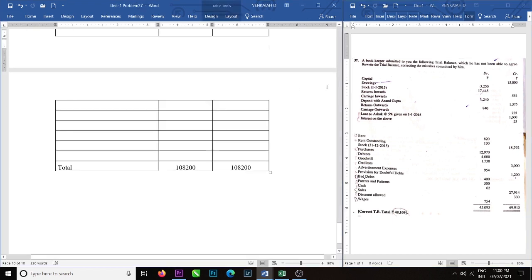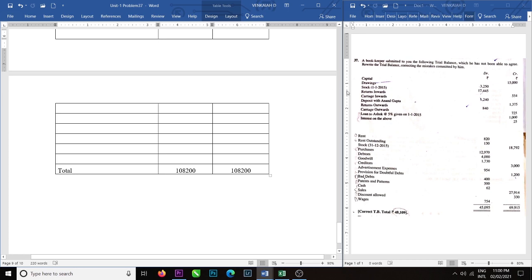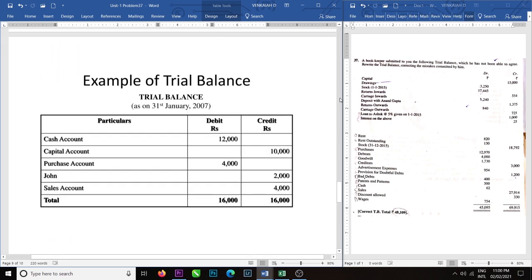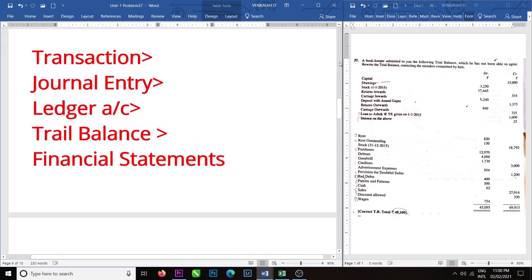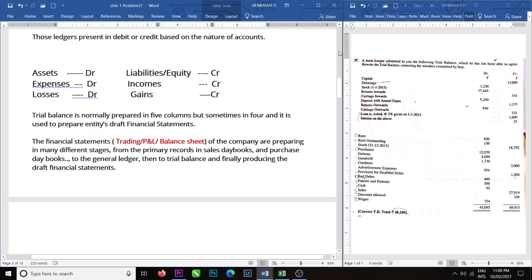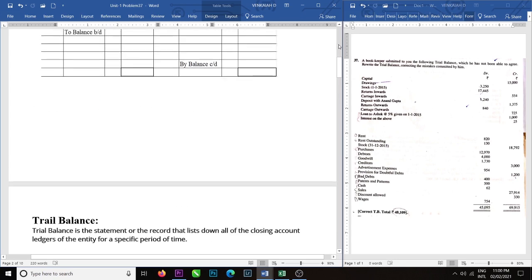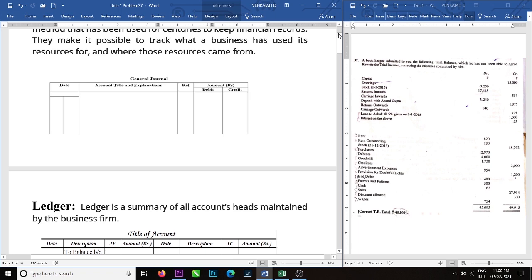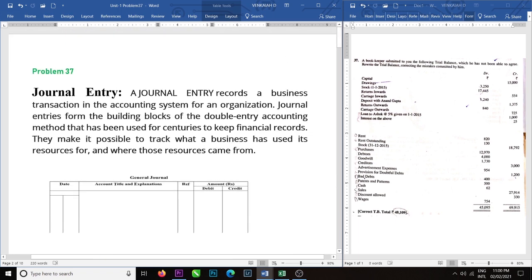Just remember our accounting process which we learned earlier. That starts from journal entry. Journal entry is the basic or building block of the double entry system. It is the basis of a double entry system, that is journal entry.